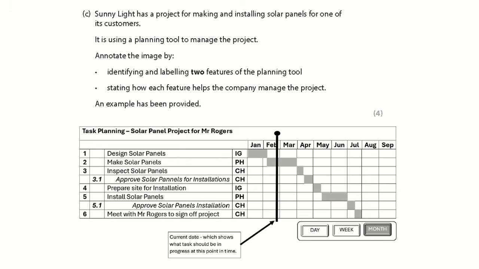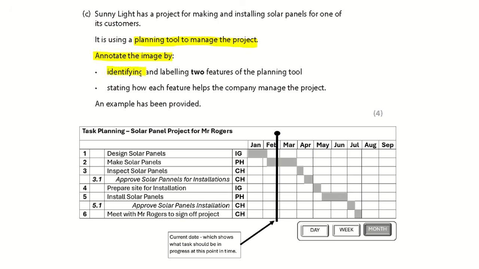Right, part C, I've got an image here so I know this is going to be my annotation one. It gives us our scenario. Sunny Light has got a project for making and installing solar panels for one of its customers. It is using a planning tool to manage the project. Looking down here, I can see that that's a Gantt chart. We know the Gantt charts from our PSA. It's asking me to annotate the image.